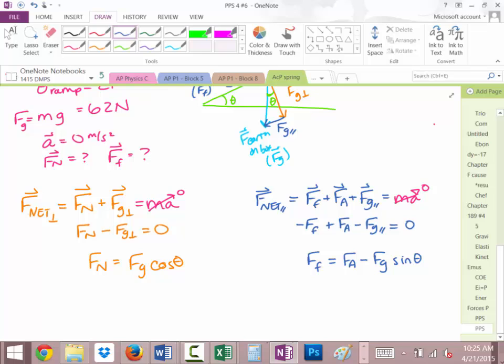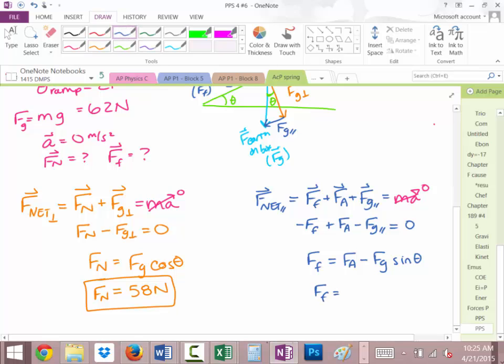How are we doing? Are we doing okay? Are we ready to compare some answers? FN, what did we get for FN? 57. 58? I think that's what I got too. 58, not 57. Changing your story. And what about for FF? Negative 2 or 1.8, something like that. I had 1.8. I think it just depends on how you round. But I did put the negative in there because it is going down.